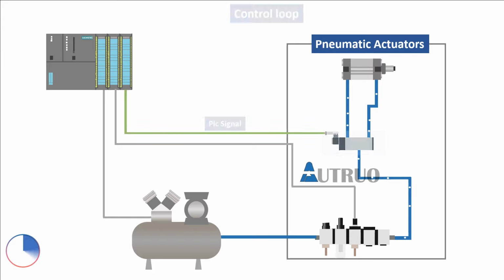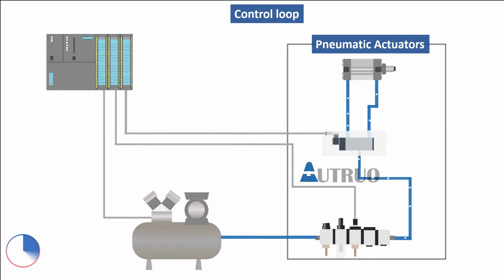PLC output signals are terminated to the DCV. This will convert the incoming signal to mechanical motion. Hence, opening and closing of valves will be possible.